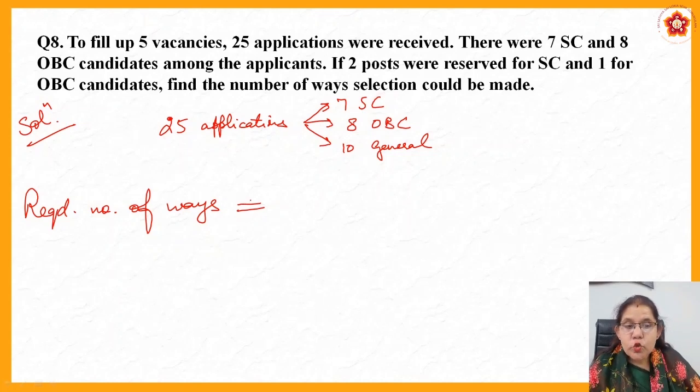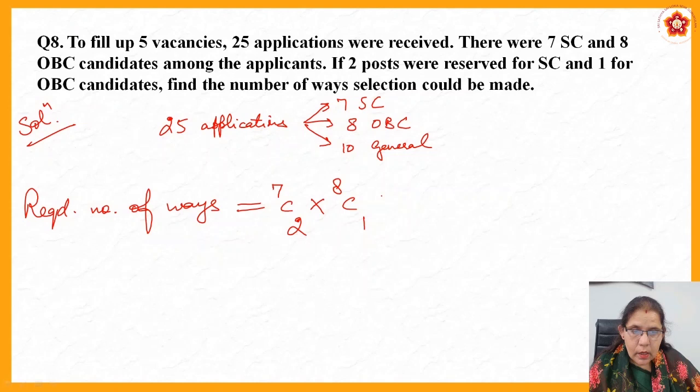So these 2 posts have to be filled out of how many candidates? How many applicants? Out of 7, 2 have to be chosen. Out of the 8 OBC candidates, 1 has to be chosen. Out of 8, 1 has to be chosen. Now we have taken SC, we have taken OBC. Now the remaining ones, that is the general ones, are 10.